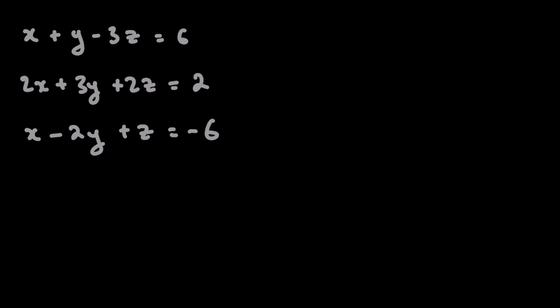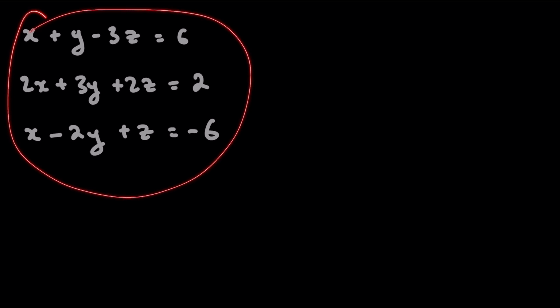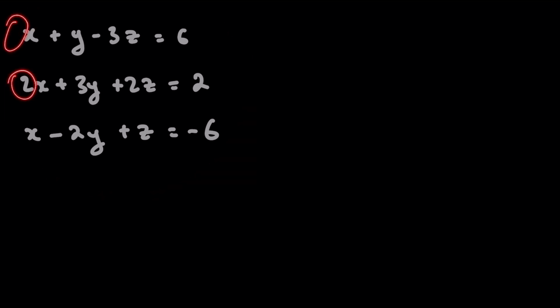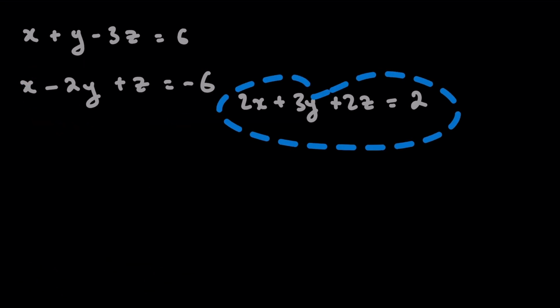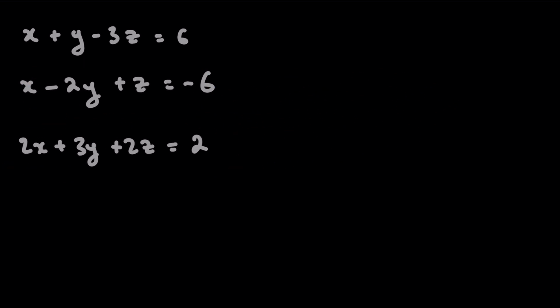The first step is we need to organize these three equations so that the coefficients of each of the x terms are in ascending order. So what I'm going to do is I'm just going to swap the last two equations just so I have it in ascending order. Now it's going from 1 to 1 to 2.